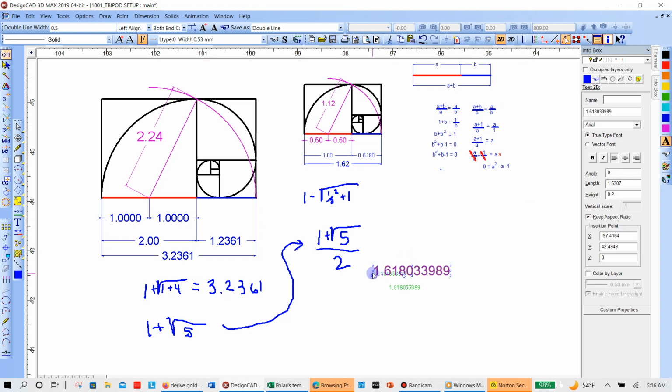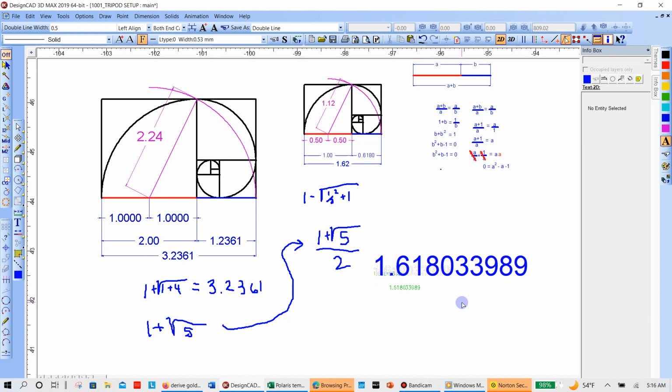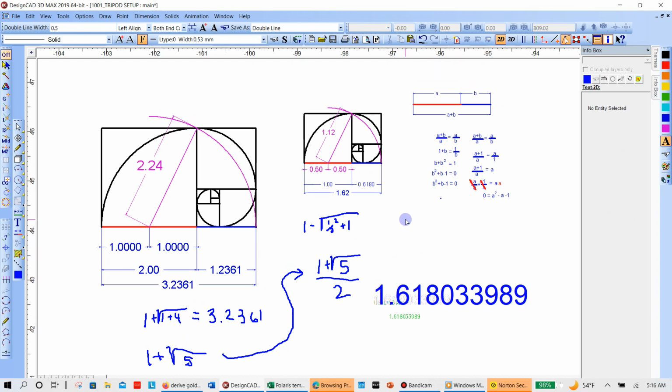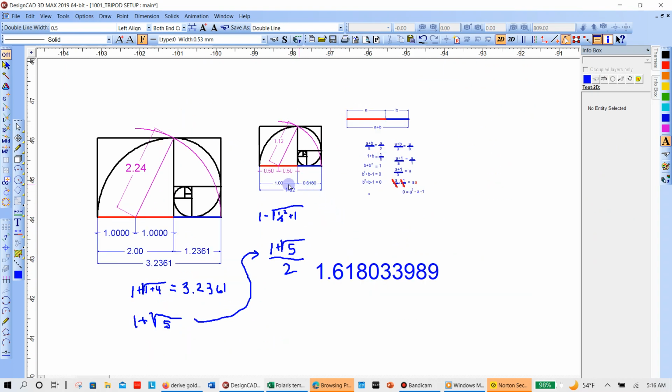There's your number, make it bigger. That's the number, the golden ratio number. And if you want the short leg, you just subtract the 1. That helps you understand the golden triangle.